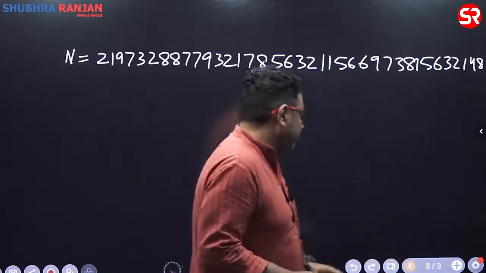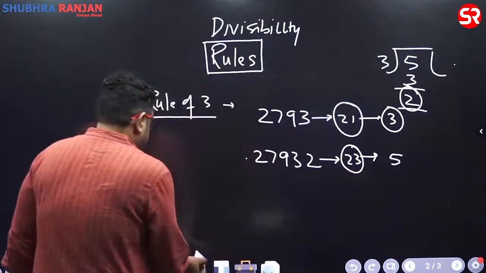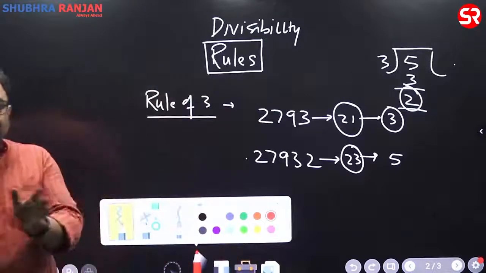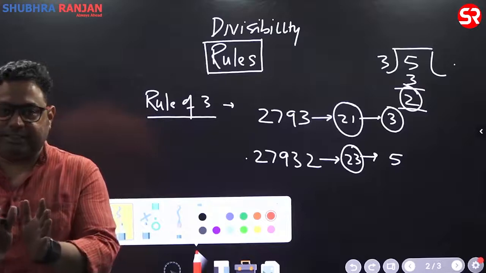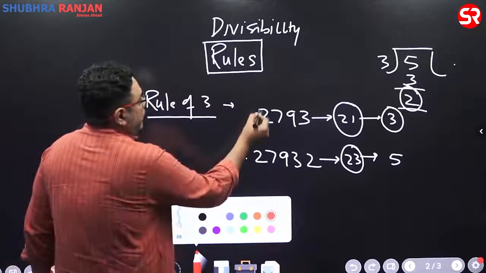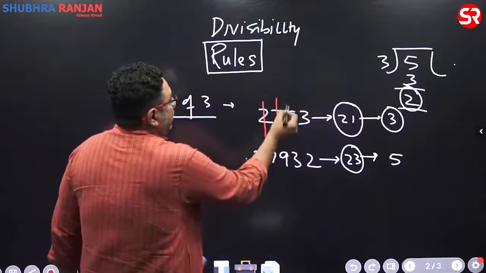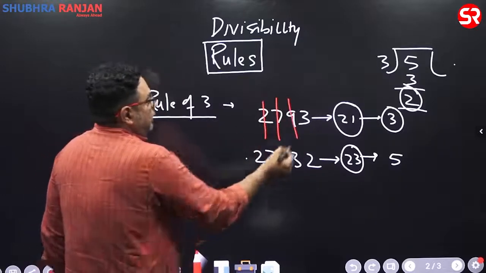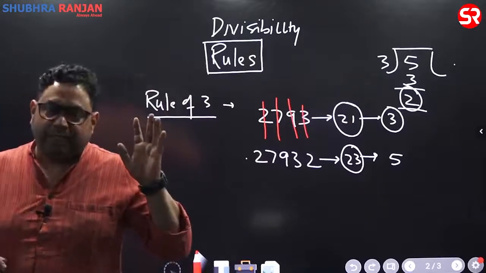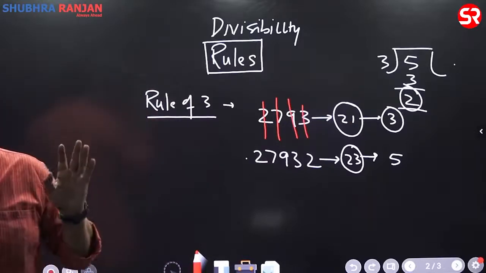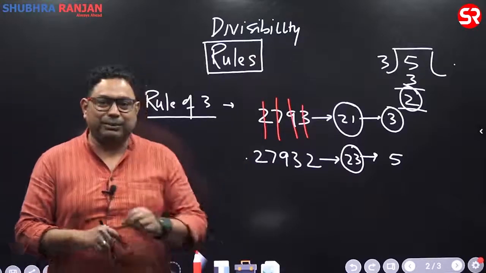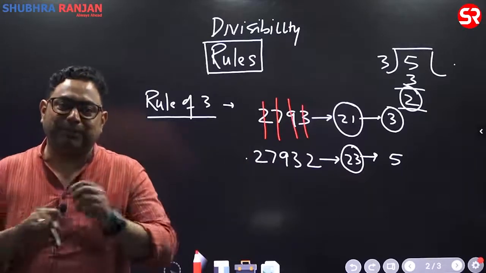Whatsoever you have been doing, whatsoever you have been knowing, there is a twist to it. Rather than adding numbers, please understand this: ignore multiples of 3. Listen to me. 2 plus 7 is 9. Ignore, 9 is a multiple of 3. Ignore, 3 is a multiple of 3. Ignore. If you ignore the full number, nothing is left. The number is exactly divisible by 3. So 2793 is exactly divisible by 3 because we were able to ignore all multiples of 3.